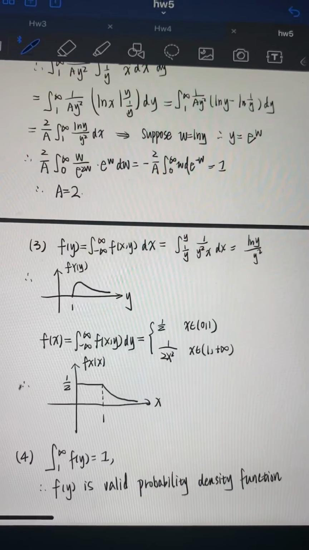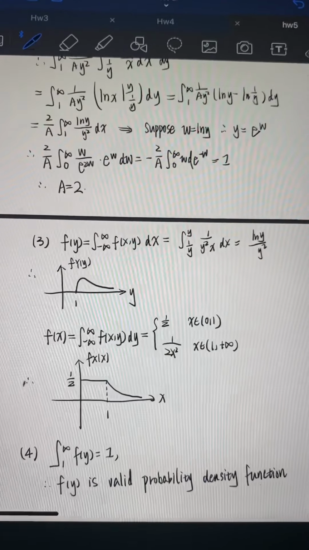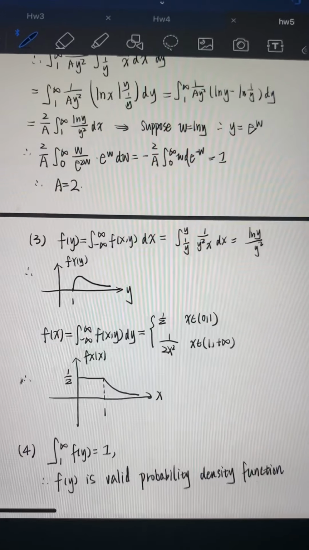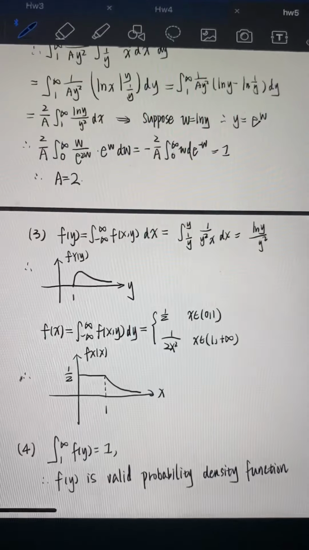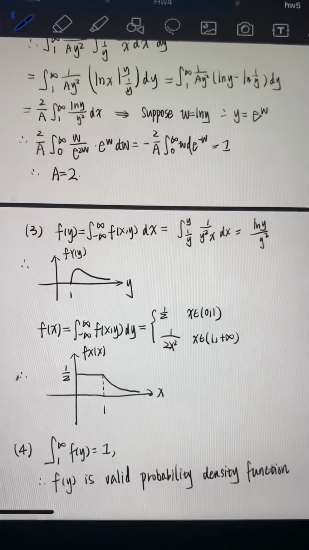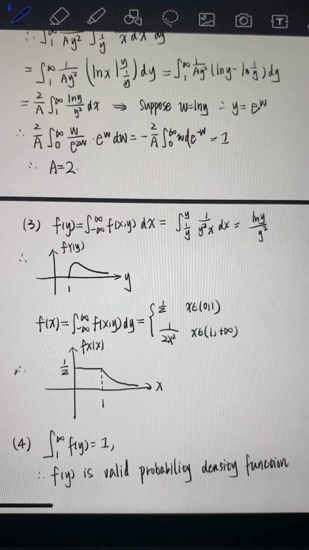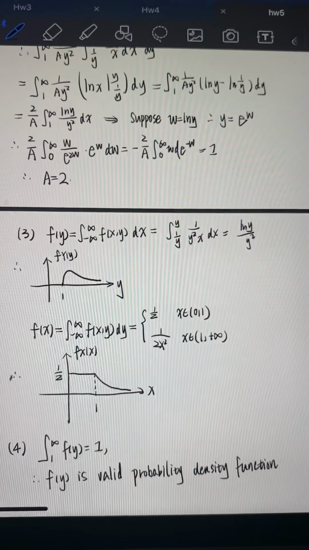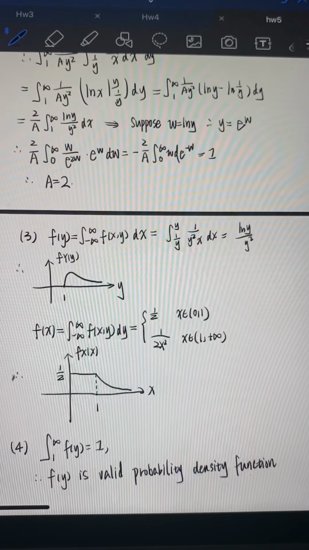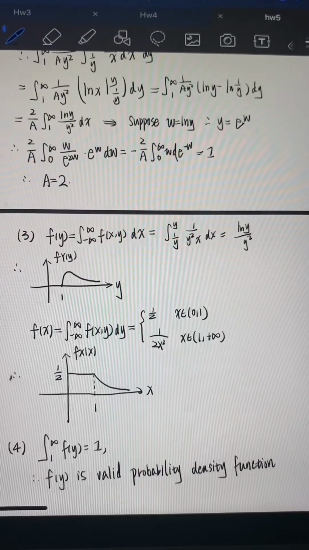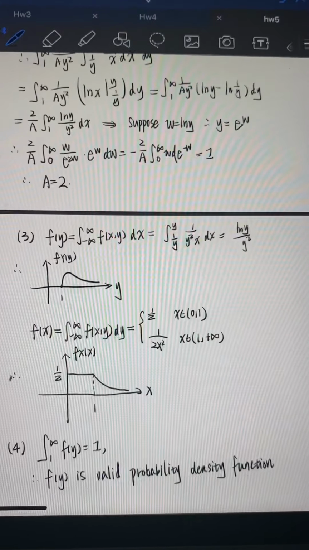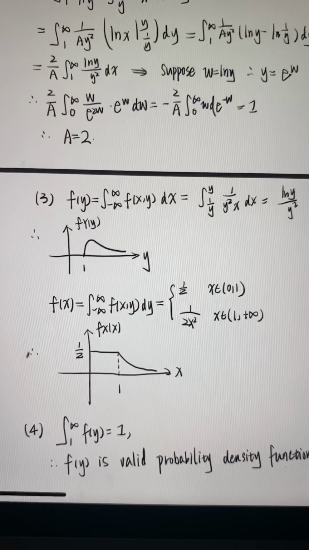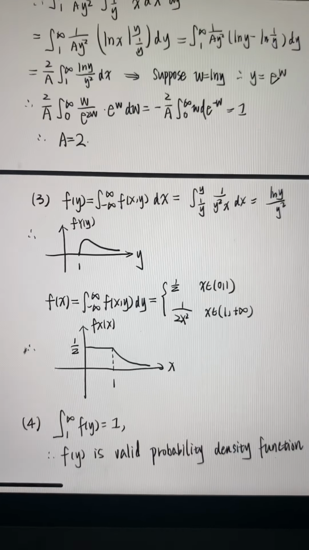And for f_X, we can solve it the same way as f_Y. That is the integral with respect to y. So after integrating, we can find that when x is from 0 to 1, it is 1 divided by 2. When x is from 1 to infinity, it is 1 divided by 2 times x^2. So we can also draw the picture of f_X.